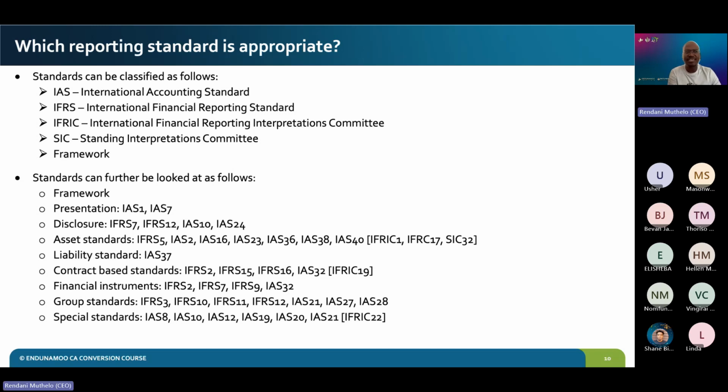Then financial instruments. It is a contract-based standard, but I've put it separately because there are several standards dealing with it, and it's therefore important to group them together. Then group standards, these are the standards that will help us with preparing group financial accounts. And special standards, these are the standards that cut through regardless of the transaction. So they will apply when it's a group scenario, they will apply when it's a contract-based situation. So they cut through regardless.